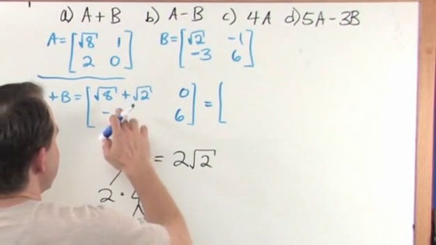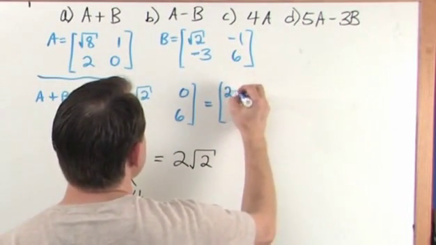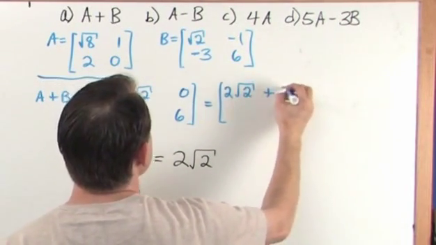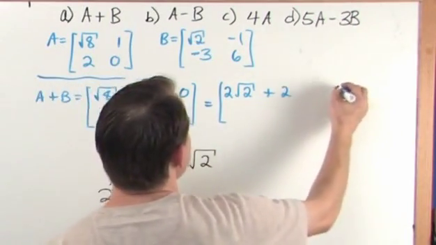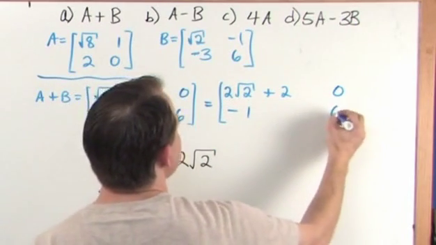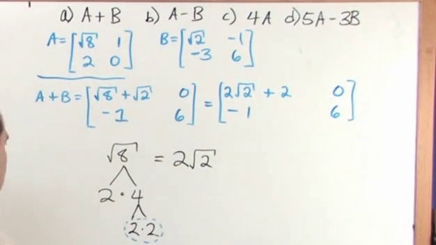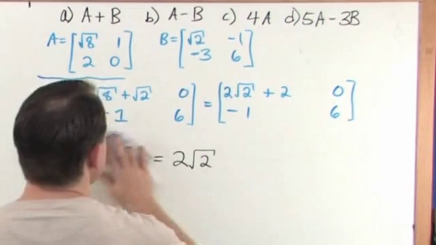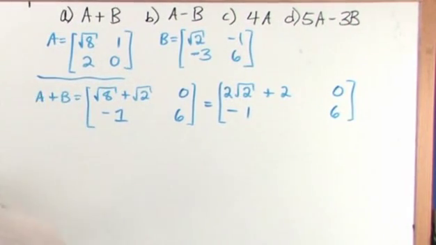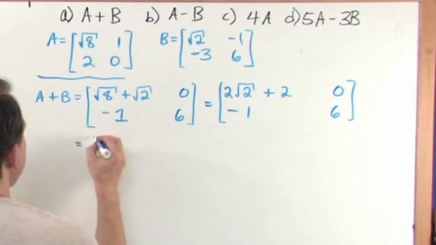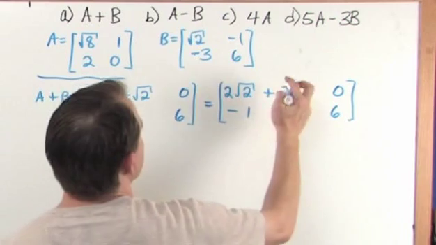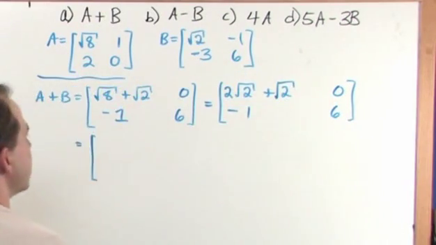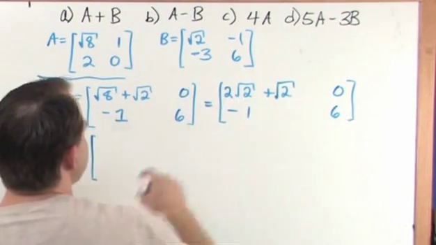So I can write this as 2 times the square root of 2 plus 2. That's still the same element. I haven't done much with it yet. I'm just simplifying it. 0, negative 1, and 6. And I think you'll see why I did that here in just a second when we complete the simplification. The reason I did that is because now when I write it that way, 2 times the square root of 2 plus, actually this should be the square root of 2, okay? From here, square root of 2.